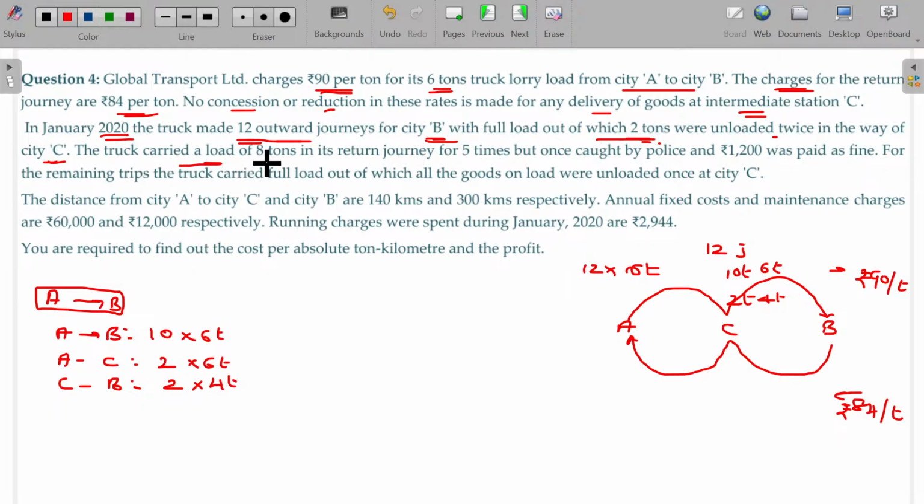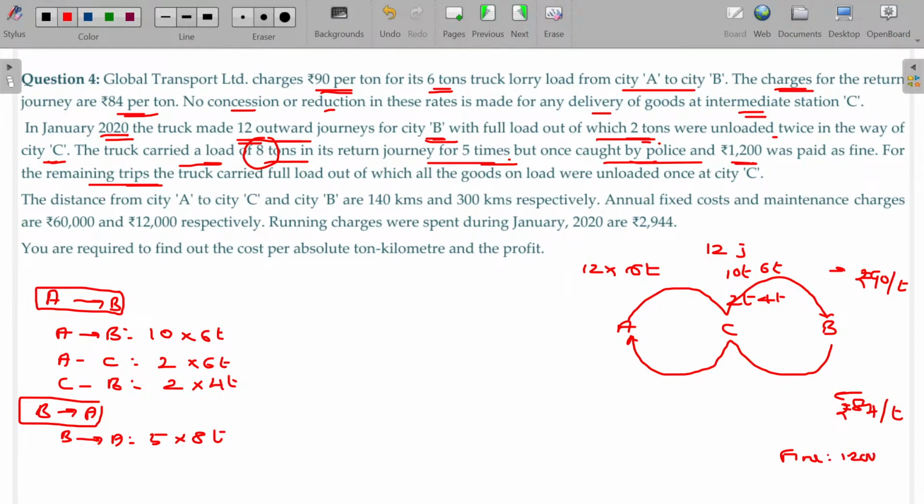The truck carried a load of 8 tons in its journey for 5 times, but once caught by police and 1,200 was paid as fine. So while returning B to A, 5 times with heavy load, overload, 8 tons. How many times? 5 times. But once caught by police and 1,200 rupees paid as fine. So fine paid being 1,200.